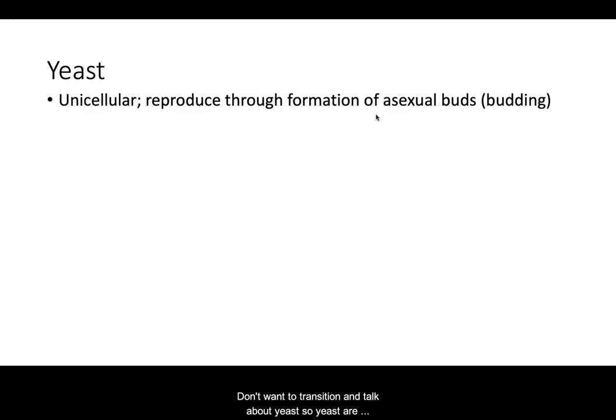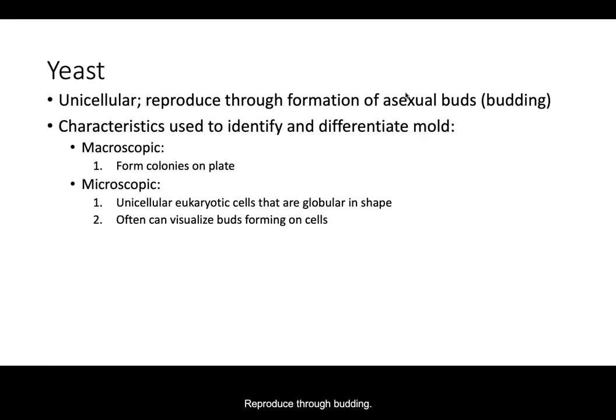So we want to transition and talk about yeast. Yeast are unicellular, mold are multicellular, and yeast reproduce through the formation of buds in a process called budding. That differs from what we saw in the mold, which use asexual spores. On a plate, in macroscopic appearance, you won't see fuzziness, but you'll see things that look more like bacteria. These are colonies that you're going to see.